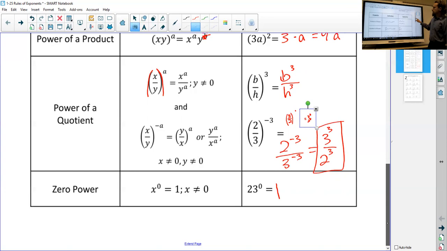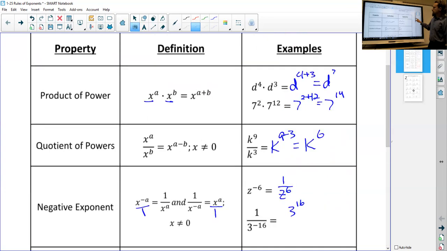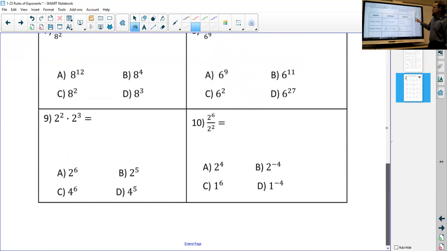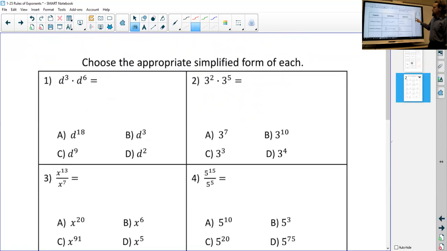So practice some of these. This is pretty easy. This is only like 10 questions. Like d to the 3 times d to the 6, well, 3 plus 6 is 9, so that would be d to the 9. I don't think any of these are that difficult. You should be able to breeze right through that.